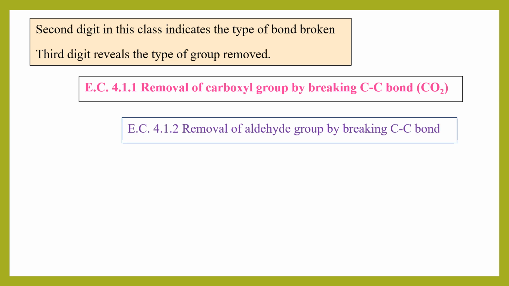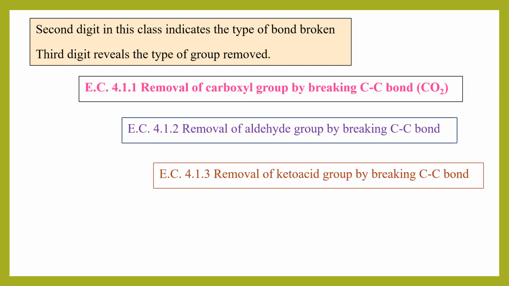Then we have 4.1.2. Here it is indicating that aldehyde group is removed by breaking carbon-carbon bond, while we have 4.1.3. It is indicating that ketonic acid group is removed by breaking carbon-carbon bond.